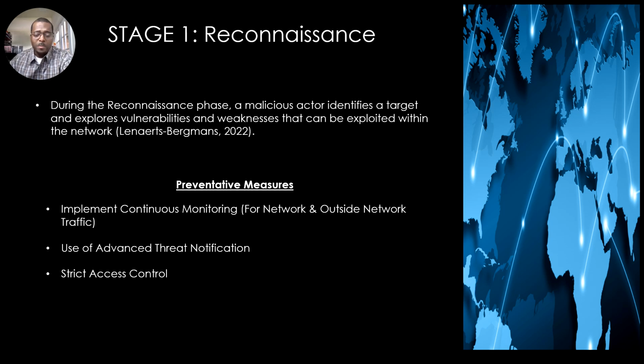Stage 1 of the cyber kill chain model is reconnaissance. This is when the threat actor gathers information on the target and they find vulnerabilities and weaknesses that they can exploit. Organizations can implement preventative measures such as continuous monitoring that's on the network and outside of the network for the traffic. They can use advanced threat notification and implement strict access controls.